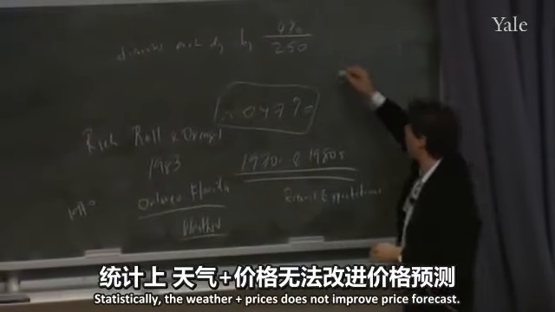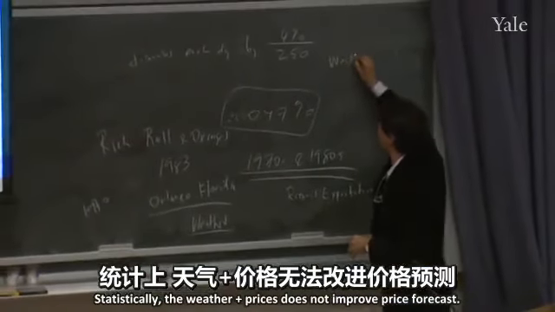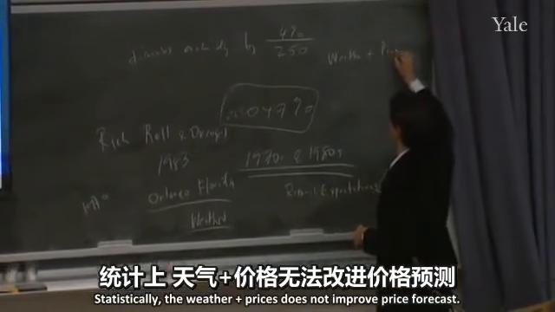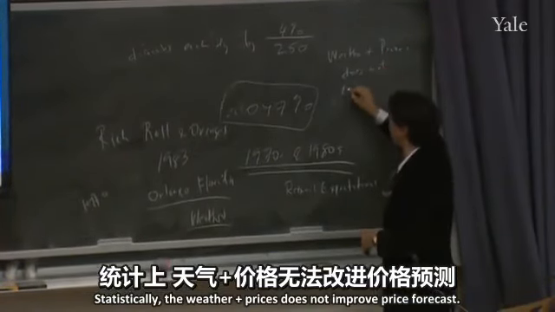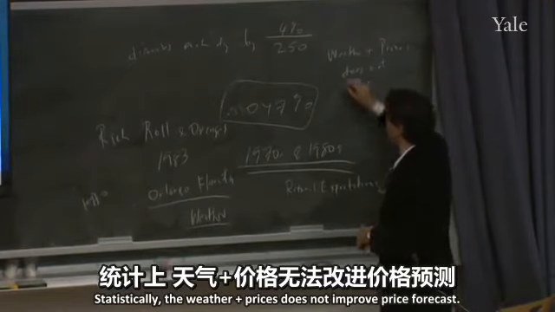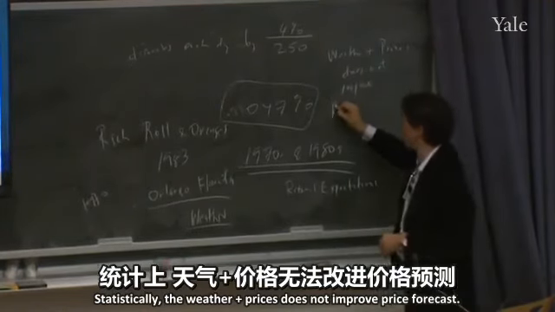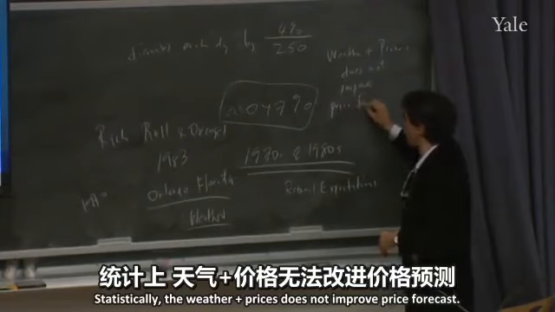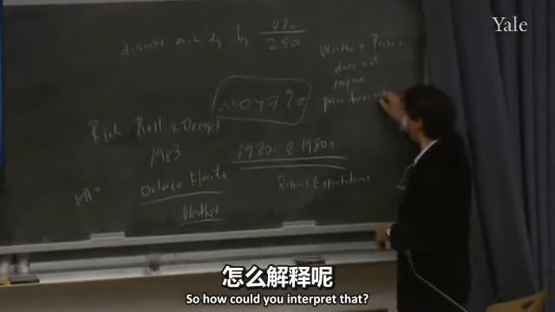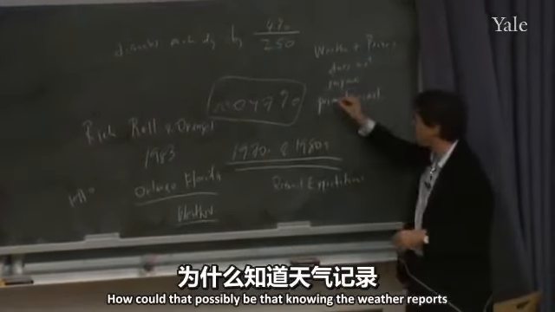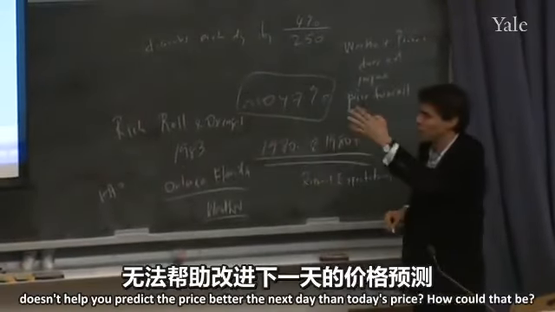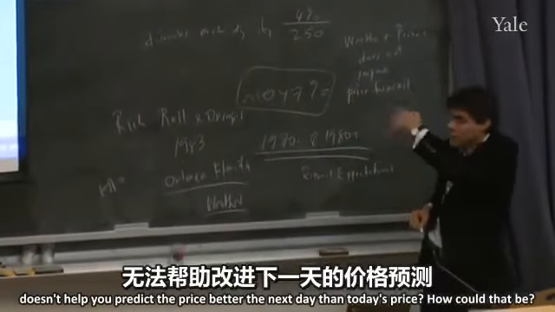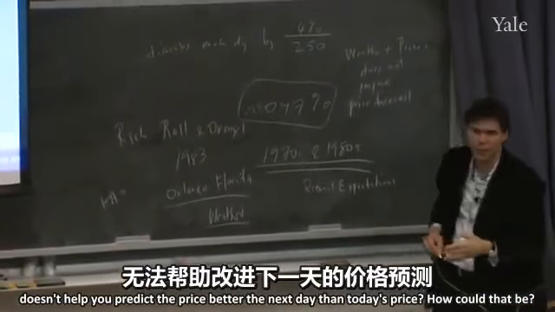Statistically, the weather plus prices does not improve price forecast. Okay, so how could you interpret that? How could that possibly be, that knowing the weather reports doesn't help you predict the price the next day better than today's price? How could that be?